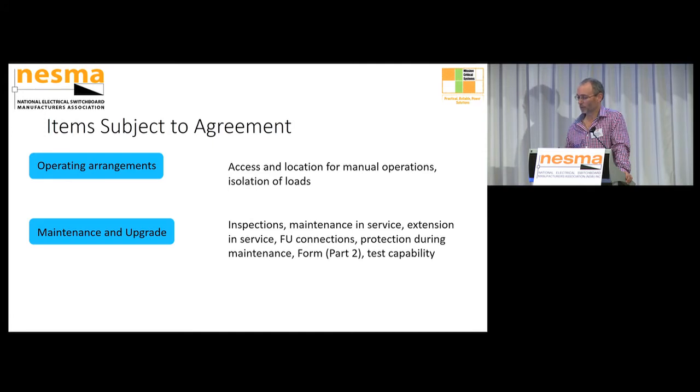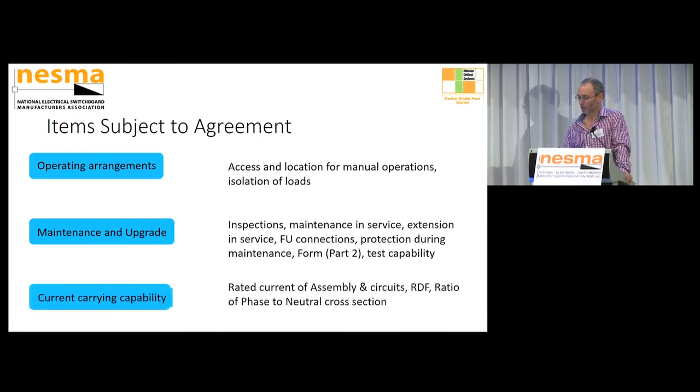Okay, so all that, connections, protection during maintenance, what form of separation and so forth, and your test capability is all in there. Current carrying capability is the last one. So what's your rated current of the assembly, of groups of circuits and of circuits? Okay, phase to neutral cross section is also in there. So if you specify all of that stuff, you've basically finished specifying an assembly.